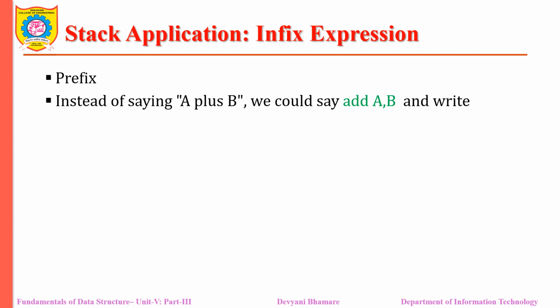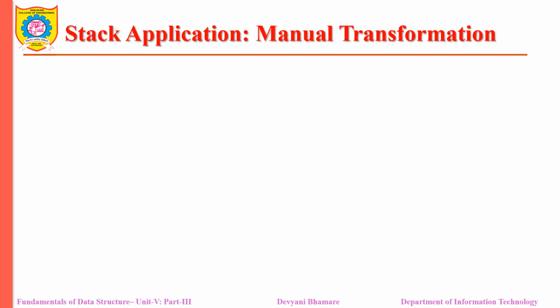In the infix expression, we generally say a plus b, which indicates that a and b will be added. But in the prefix case, we would say add a b, which is written as plus a b. Similarly, if we want to say multiply a b, it will be written as star a b. It means multiplication will be done on the values of a and b.